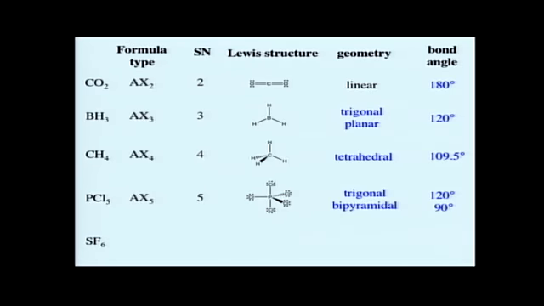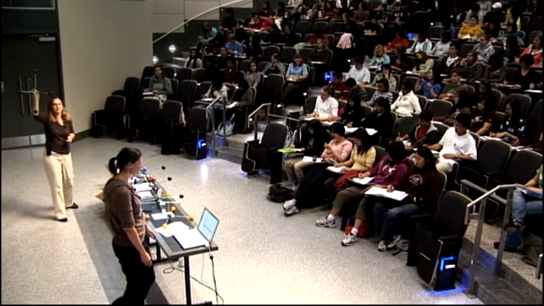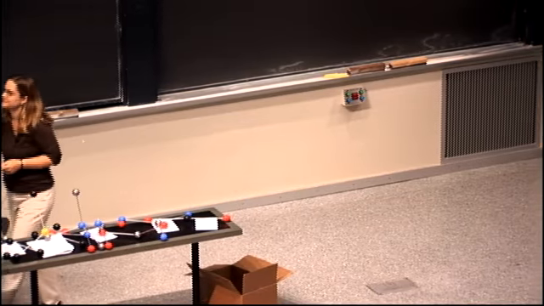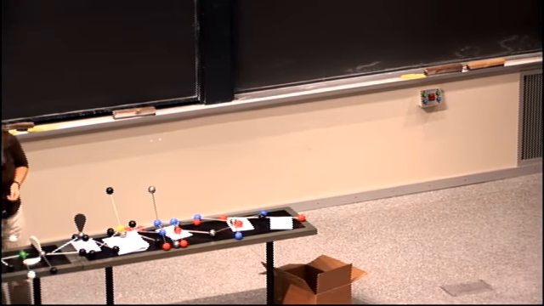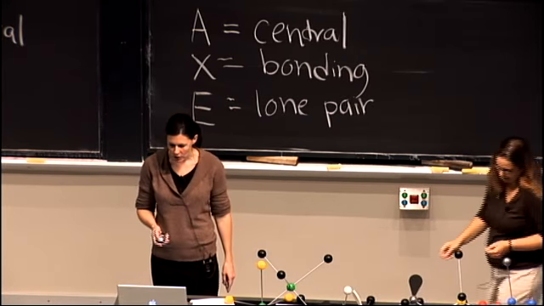And last we have SF6. So what is the geometry here? Octahedral and angle? 90. All right, so there's our set of examples, one for each of those shapes or geometries that have no lone pairs.